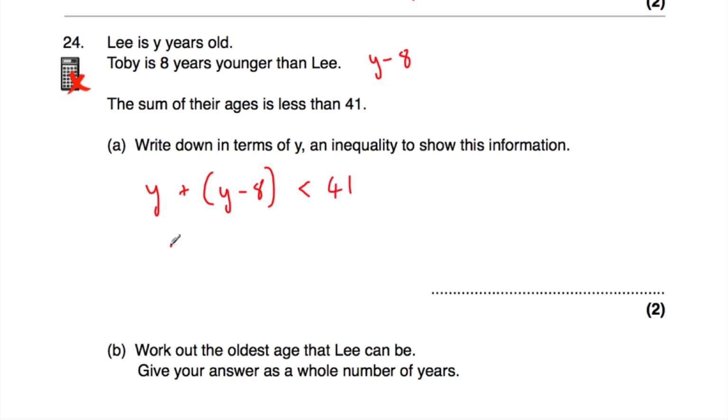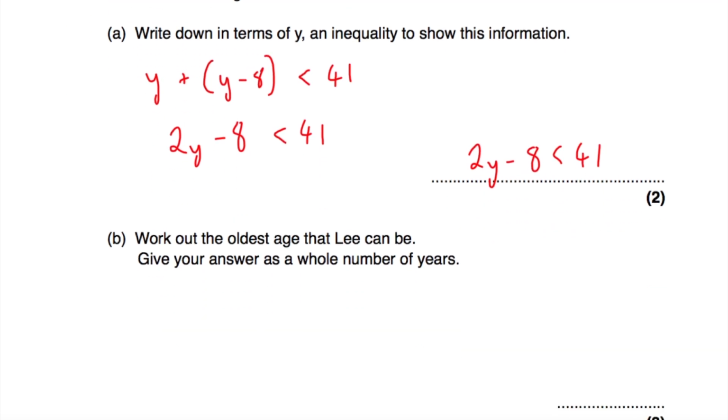y plus y is 2y, and then we've got minus 8, because if you do y minus 8 and add another y on, you'd have 2y minus 8, and it's going to be less than 41. So it says write down in terms of y an inequality to show this information, so it's going to be 2y minus 8 is less than 41. The sum of their ages, which is 2y minus 8, is less than 41.